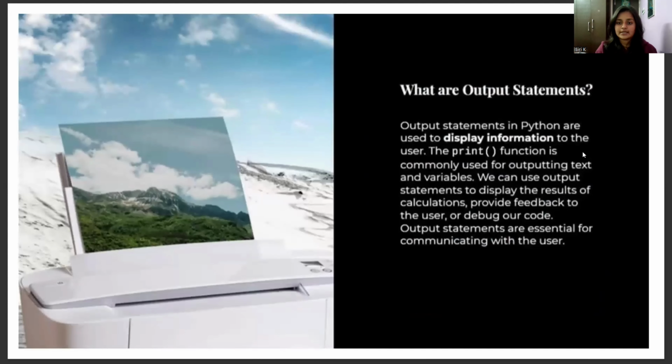What are output statements? Output statements in Python are used to display information to the user. The print function is commonly used for outputting text and variables. We use output statements to display the results of calculations, provide feedback to the user, or debug our code. Output statements are essential for communicating with the user.